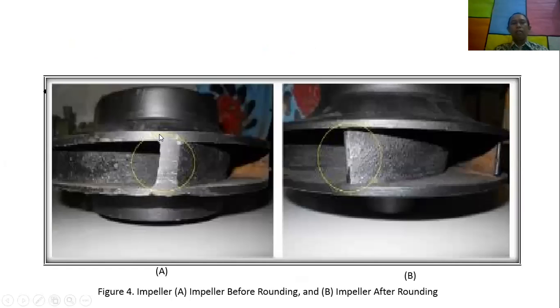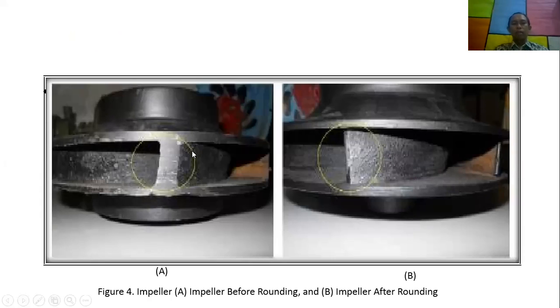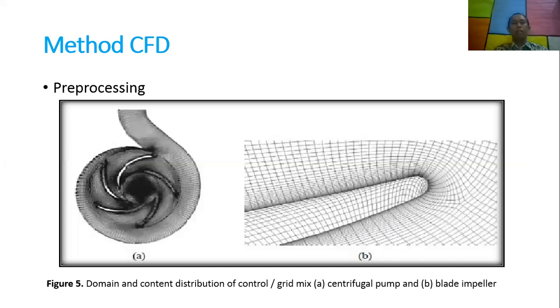In this figure, the impeller is before rebonding, and this is after rebonding. We, with the team, use the CFD method. Step 1, pre-processing, with the mesh of this centrifugal pump. And this A is the main content distribution of control, and B is the blade impeller.